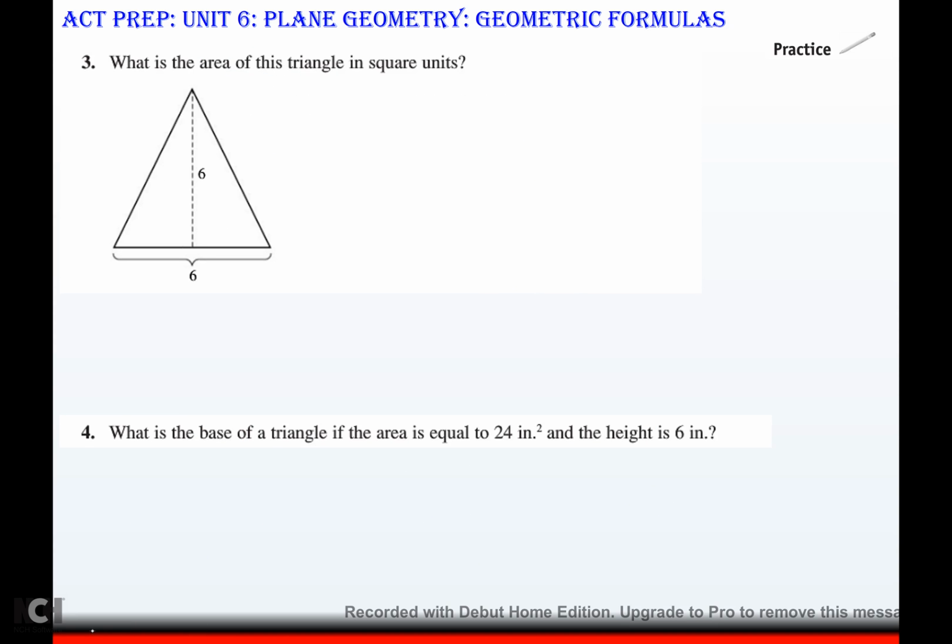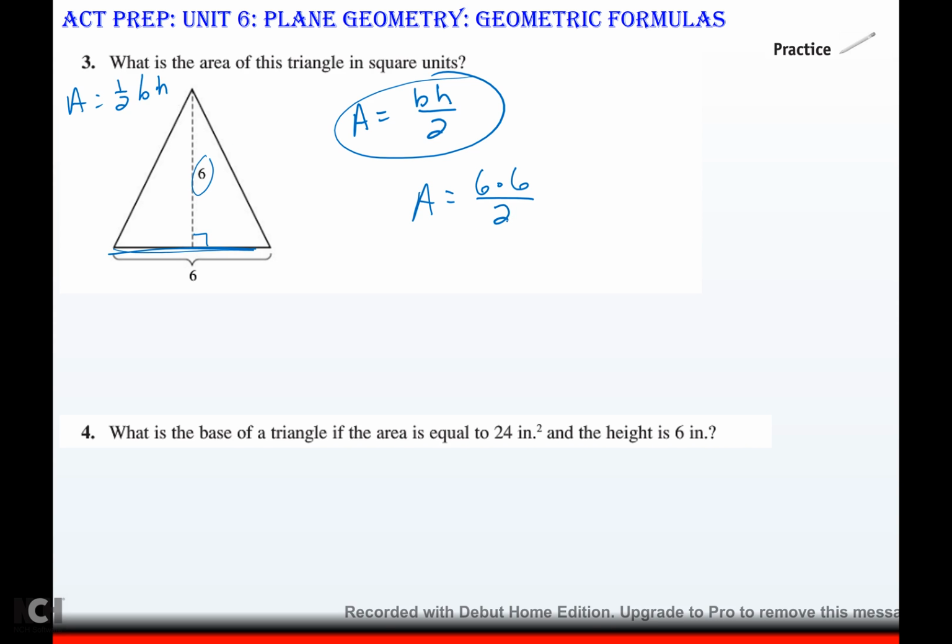Number 3, what is the area of this triangle in square units? Well, area equals base times height divided by 2. They write their formula 1/2 base times height. This is the same thing, and I prefer writing it that way because then I don't really see that 1/2 so much. I just like it written like that. So my base of my triangle is 6. Again, the height has to be the perpendicular distance, which is this. So my area is going to be my base times my height divided by 2, which is 36 divided by 2, which is 18 units squared.